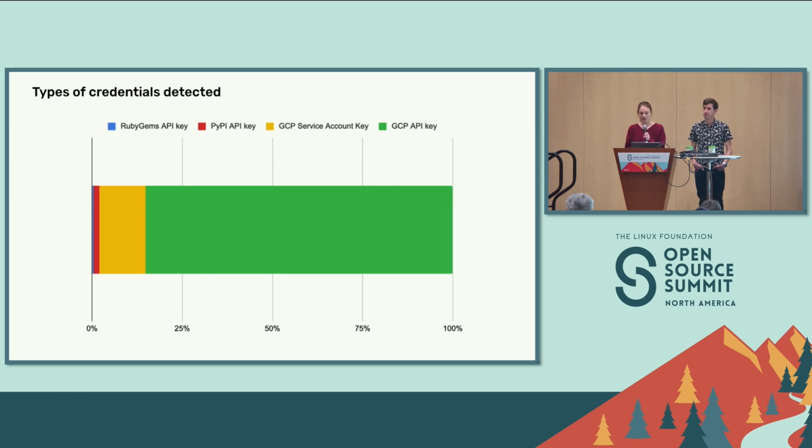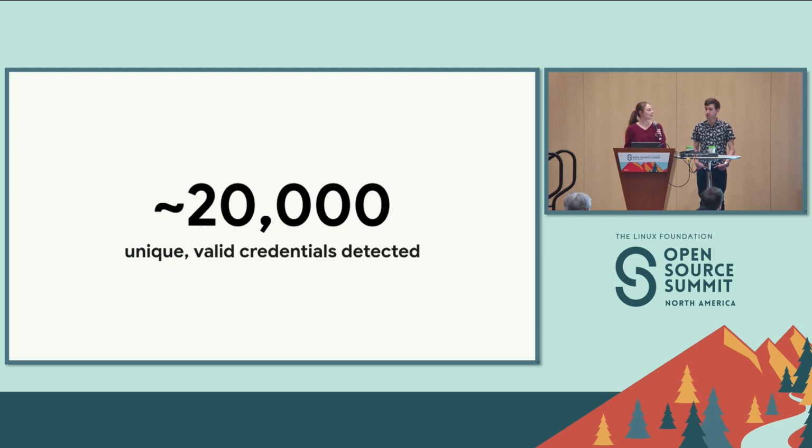And these are one of the more serious keys to leak because they often have outsized privileges and may grant access to entire organizations or projects on GCP. And then we also found a smaller number of PyPI API keys and RubyGems keys. There are two things I want to highlight to you about this number.